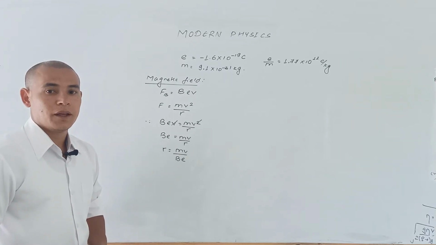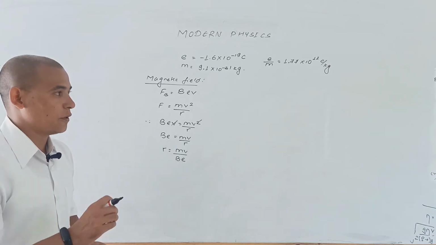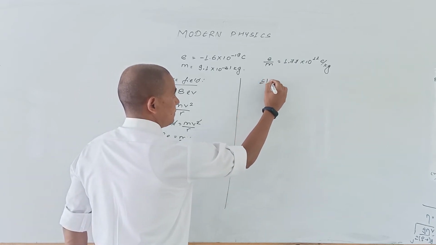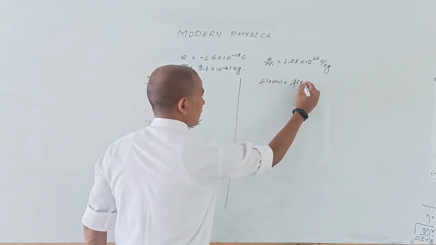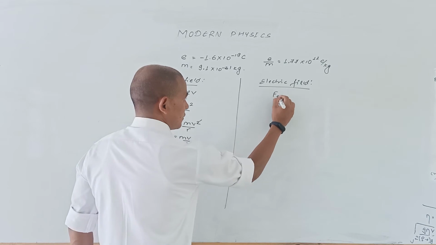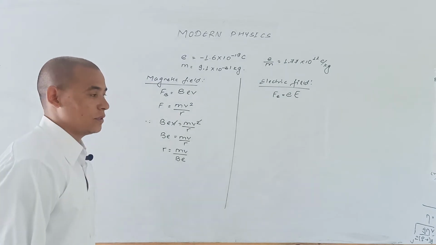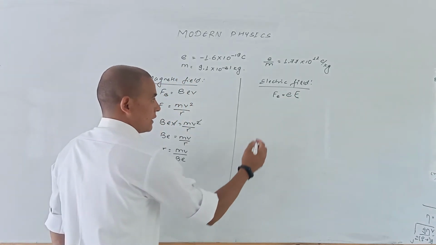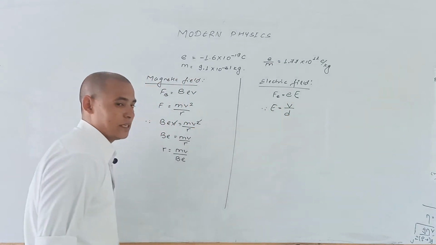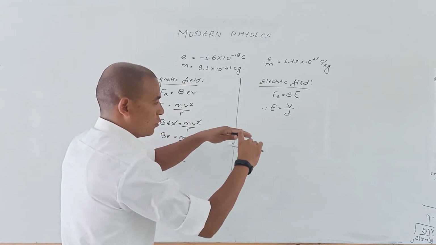When an electron moves inside the electric field, again there are a few formulas that we have to remember. Inside the electric field, the force experienced by the electron is given as Fe equals E times e, where E is the electric field intensity. We can write E equals V by d, where V is the potential that we have applied, and d is the distance between the two metal plates.